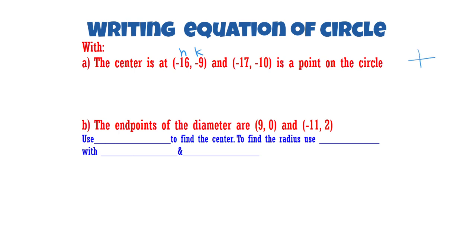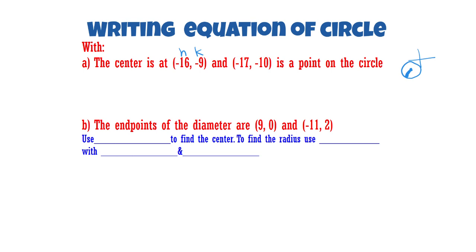I'm just going to sketch a little picture here. If I went left 16, down 9, let's say it's right here. Then I went left 17, down 10, like this. Well, if that dot is on the circle, it looks like this. And so what I could do is I could do the distance between these 2 points, and that distance would be my radius.